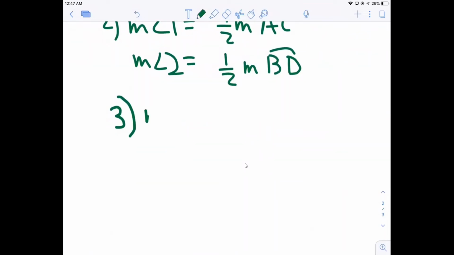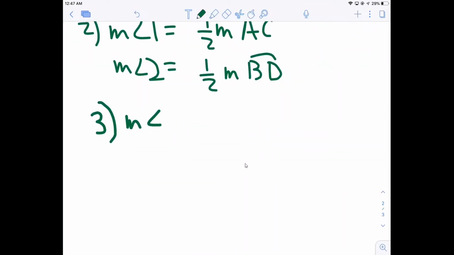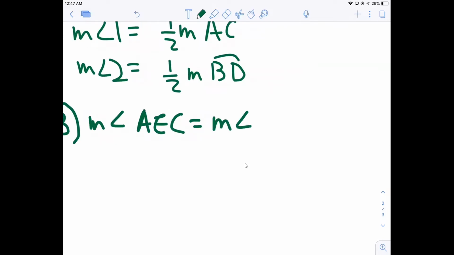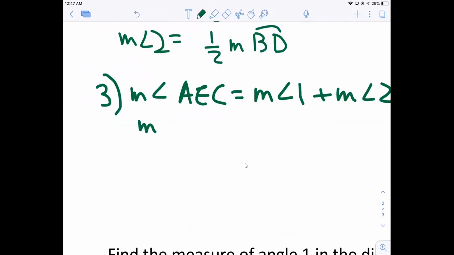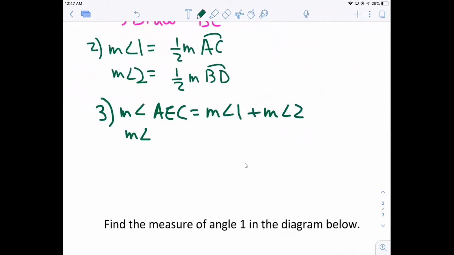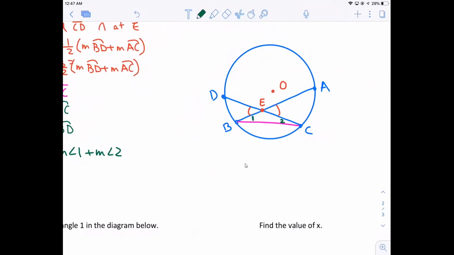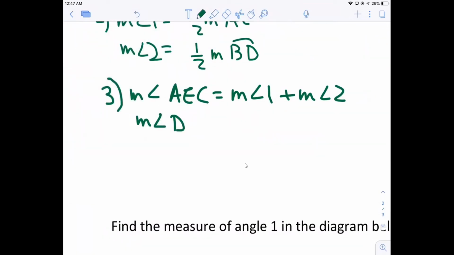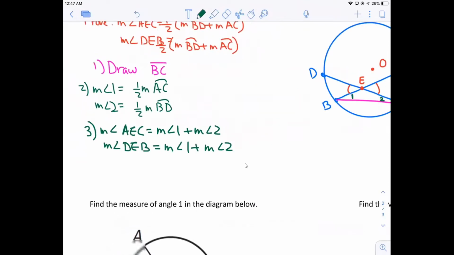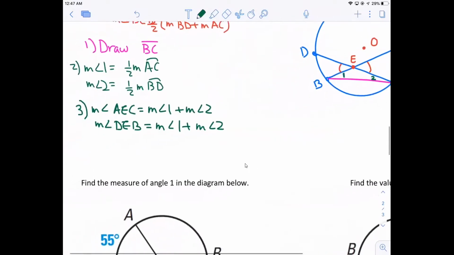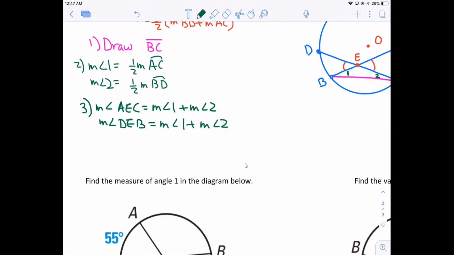So the measure of angle AEC is equal to the measure of angle 1 plus the measure of angle 2. And for the same reason, the measure of angle, what's the other angle? DEB is also equal to the measure of angle 1 plus the measure of angle 2. You can also just say they're vertical angles, so they're also equal. Lots of ways to do this.